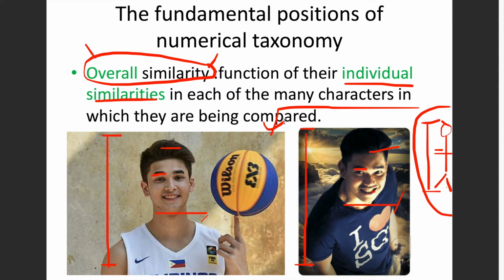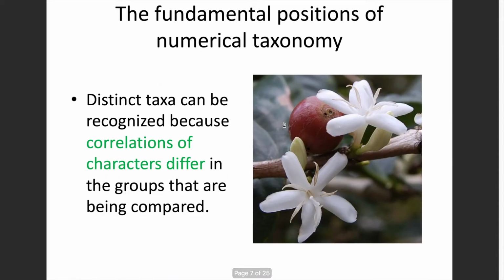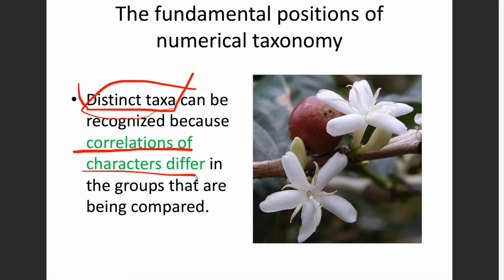It's pretty cool actually. The modern version of phenetics is your molecular sequencing, I mean the local alignment of different sequences. So that's that. Anyway, what numerical taxonomy will do is recognize if there is a distinct taxa in your study. And how does it recognize that there is a distinct taxa? Well, simply by recognizing the correlation of the different characters that you put into it.